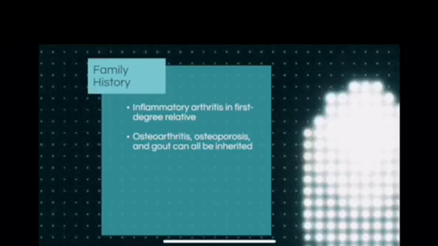Osteoporosis, some people are more prone to it than others, can run in families. And definitely gout. Why? Because gout is all about the metabolism of uric acid, and you may have inherited those genes that dictate uric acid metabolism from your family. So you want to make sure you get a history of those things and anything else going on.